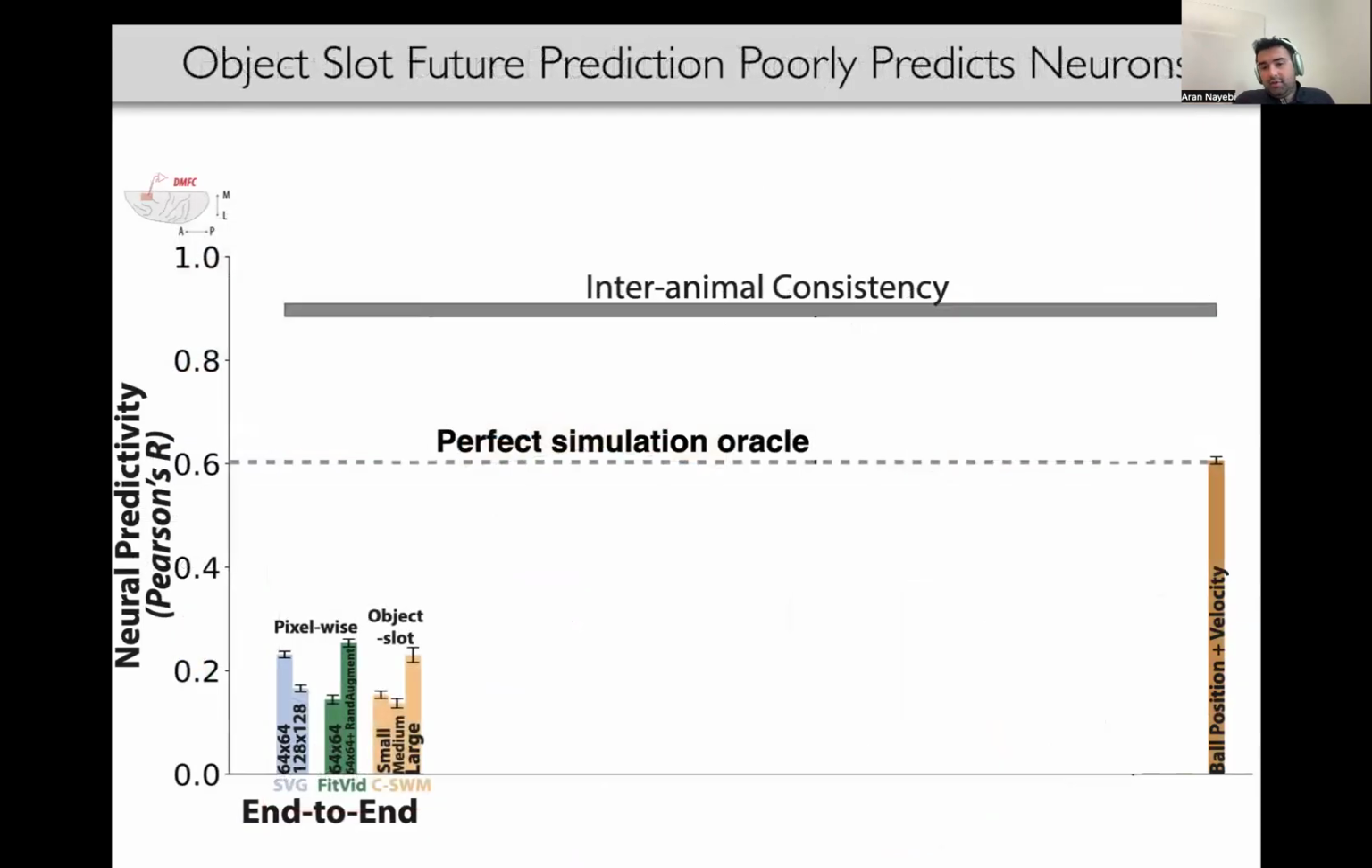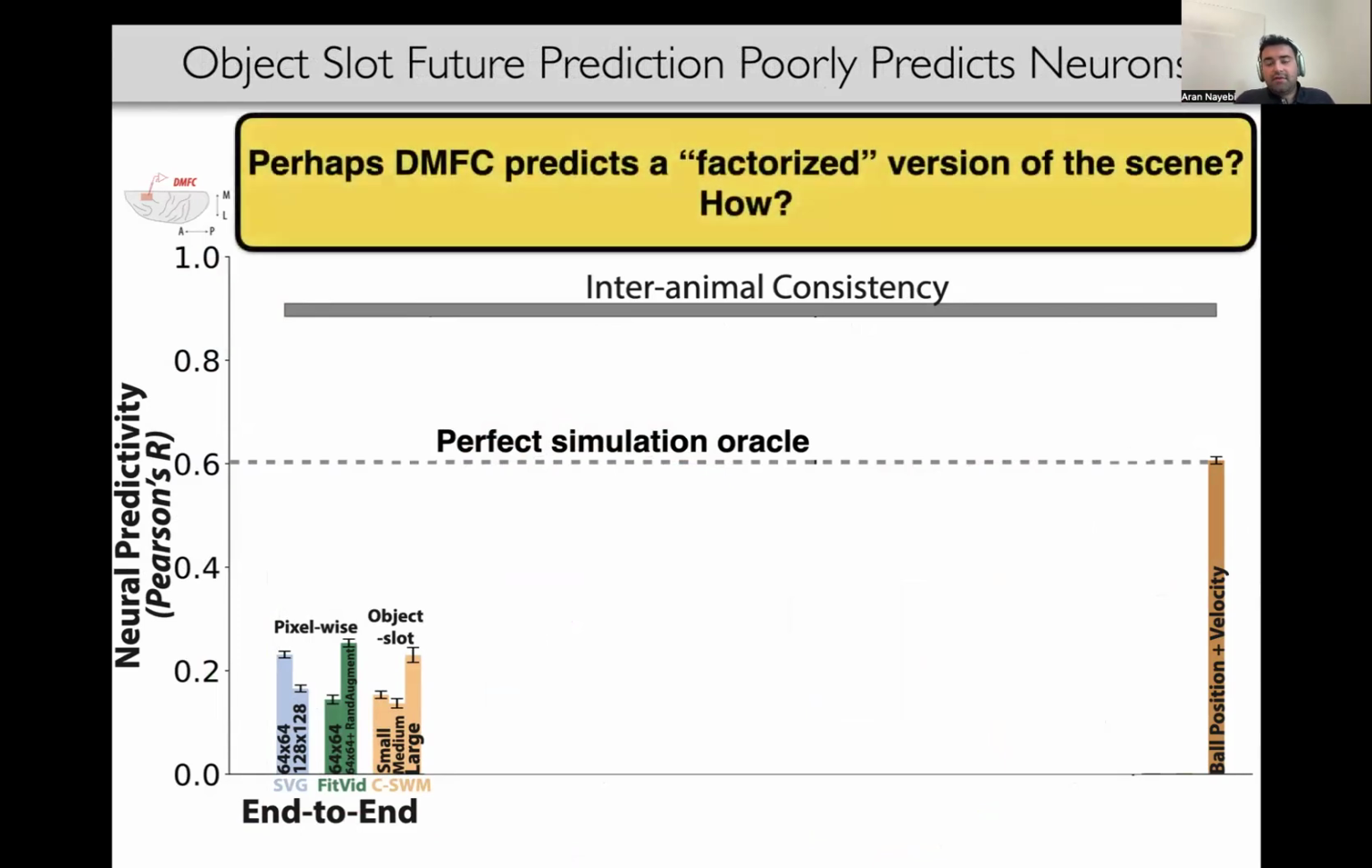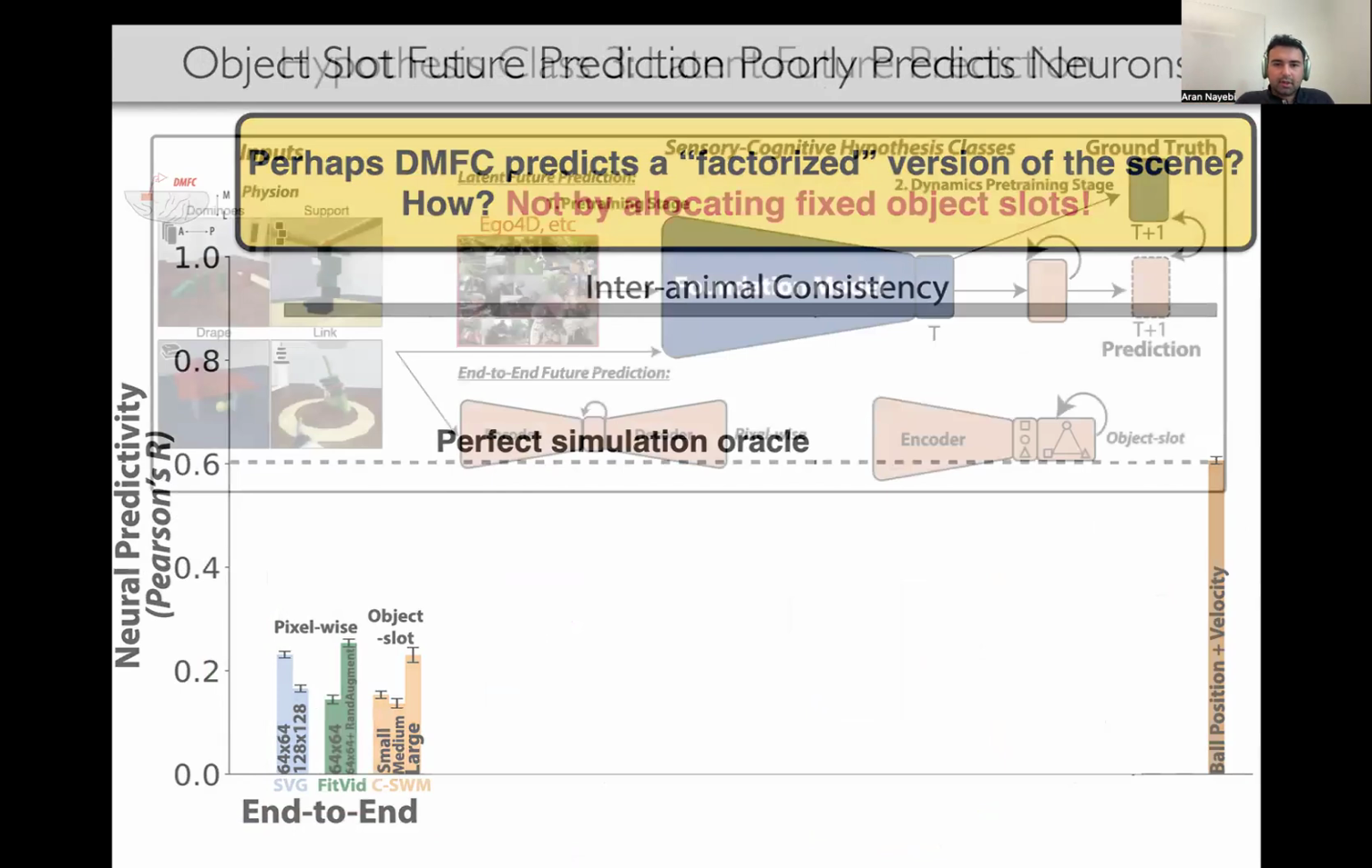But again, what we saw is that even with varying encoder sizes, none of these object slot models predicted DMFC all that well. So if it is predicting a factorized version of the scene, it doesn't seem to be doing this by allocating fixed object slots.